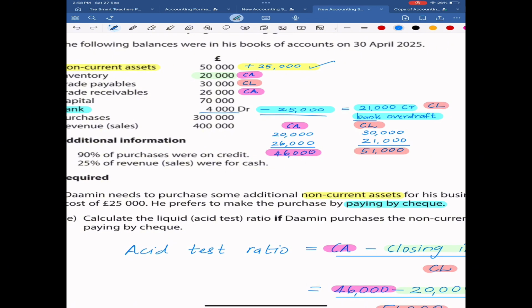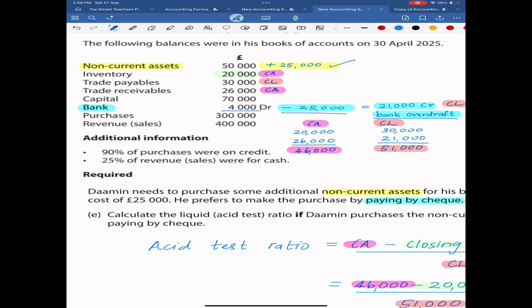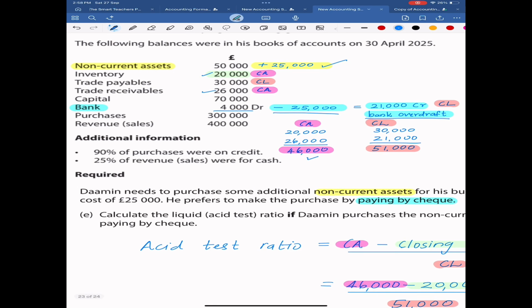Current assets, we have trade receivables worth 26,000 and inventory worth 20,000. Therefore, the total current assets are 46,000. Whereas current liabilities, trade payables worth 30,000 and bank overdraft worth 21,000. Therefore, a total of current liability worth 51,000.